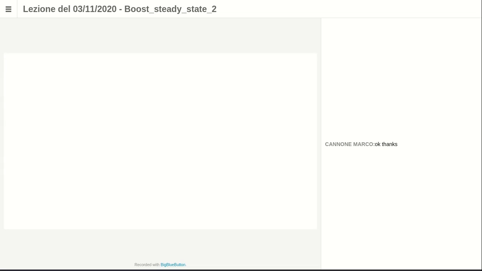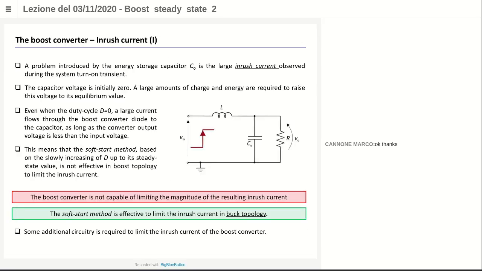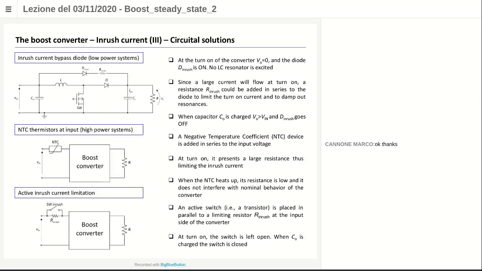How can they manage this kind of inrush current problems? We have to add something else. As I said, you have to add a resistance, but resistance increases the dissipation loss and decreases efficiency. A solution that can work is the solution depicted in this slide.